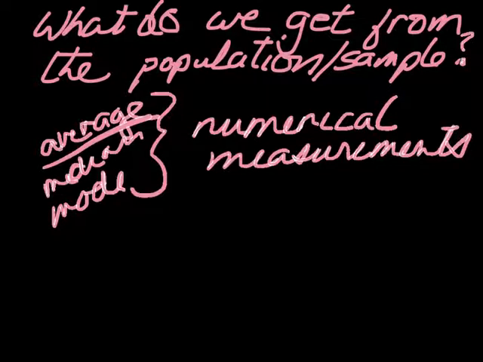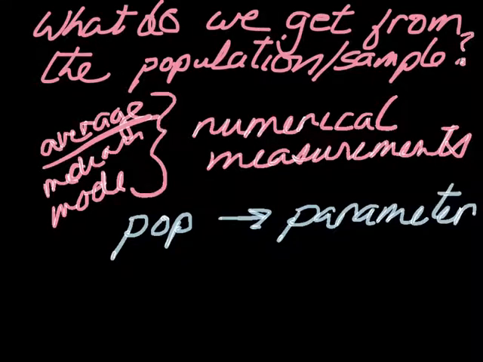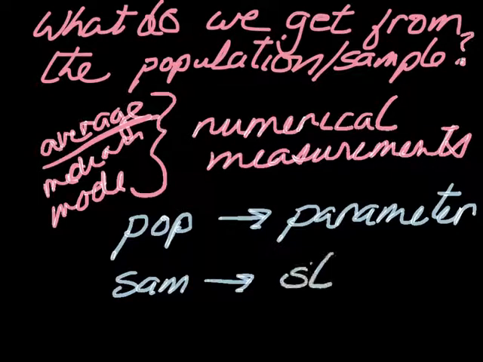These numerical measurements have names. If the numerical measurement comes from a population, then the numerical measurement is called a parameter. But if the numerical measurement comes from a sample, it is called a statistic.